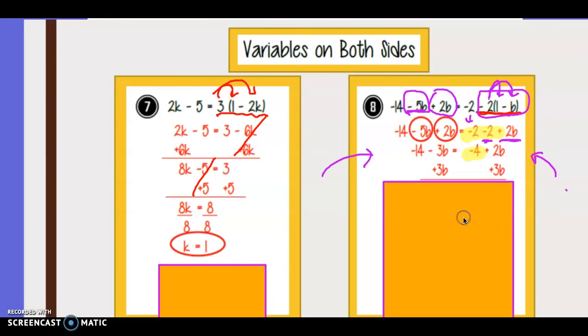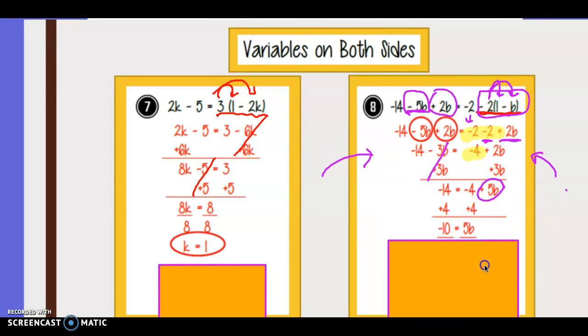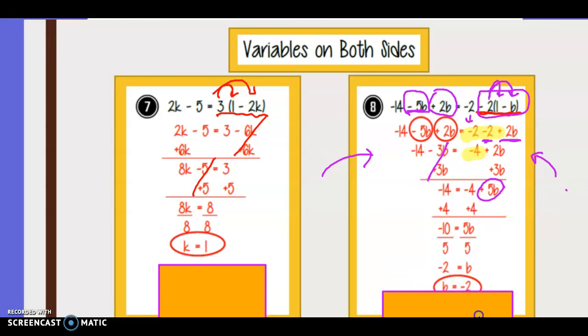So let's say I add 3b. That would keep my variables positive. These would cancel each other out. I'd have negative 14 equals negative 4 plus 5b. Then I want to get this 5b all alone, so I would add 4 to both sides, and I would get negative 10 equals 5b, divide by 5, and my answer would be b equals negative 2. That was a very tricky problem. It involved everything that we've learned so far in this unit.